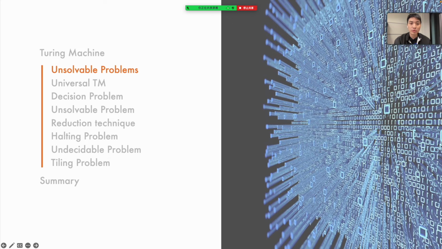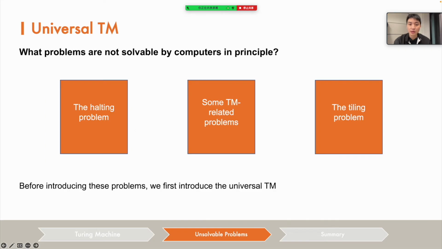Okay, next I will introduce the unsolvable problems and the summary of video presentation 2. Let's go back to the key question of this class again. What problems are not solvable by computers in principle? The answer in this class we will learn is the halting problem, some undecidable problem, and the tiling problem.